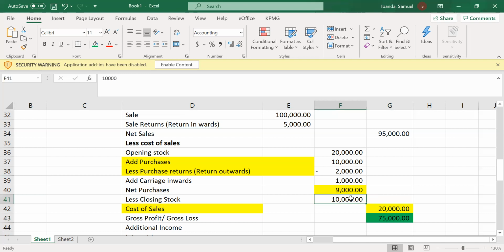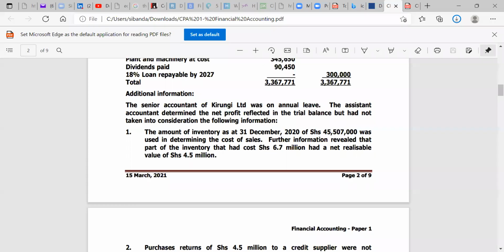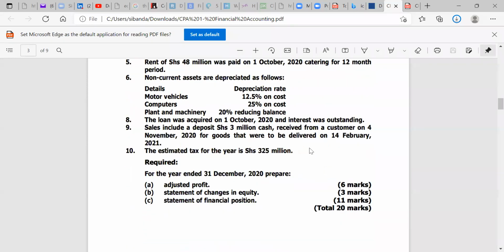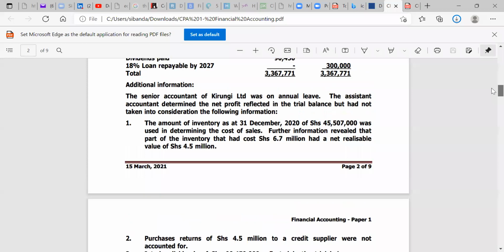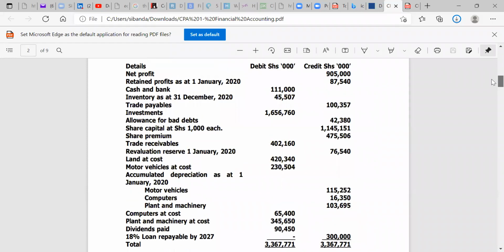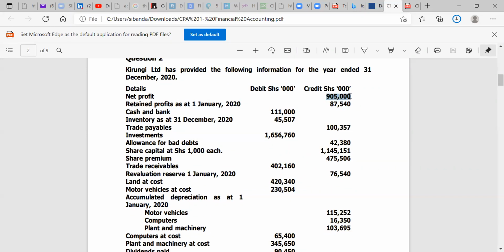As we saw, as our cost of sales increases, it lowers our profit. If closing inventory increases, it negatively affects our cost of sales, which will in a way positively affect our profit. Why am I labeling to explain this? Let's look at our question here. This question, they are asking us to calculate the adjusted profit. So our question here is to ask ourselves, this that they didn't take into consideration, how does it have an effect on our profit that we have at the start?